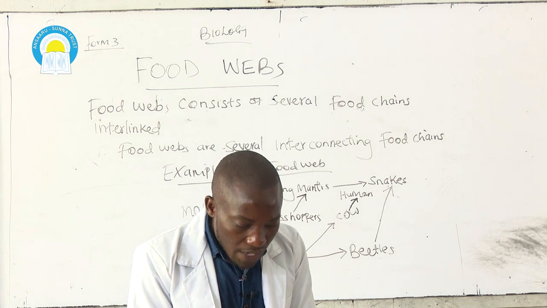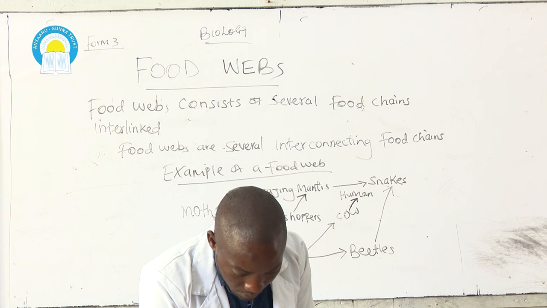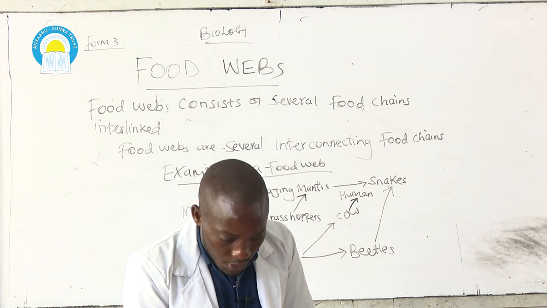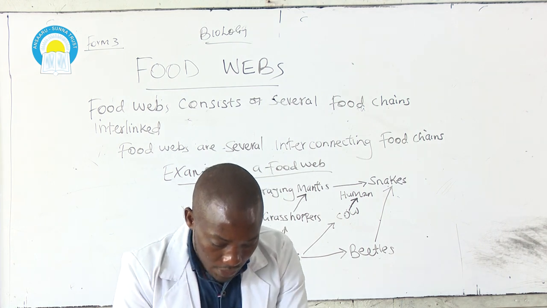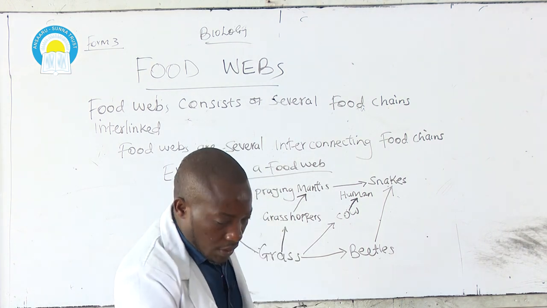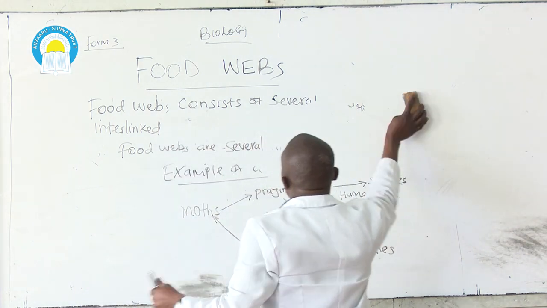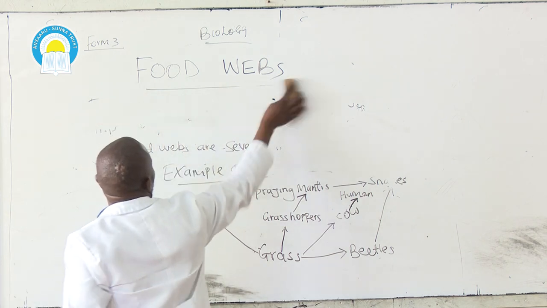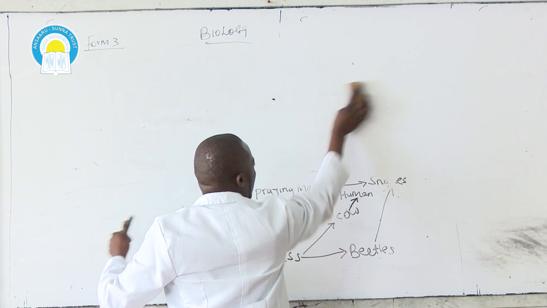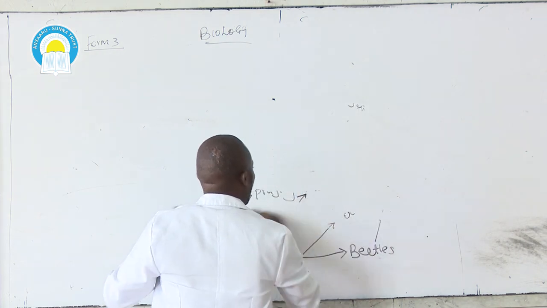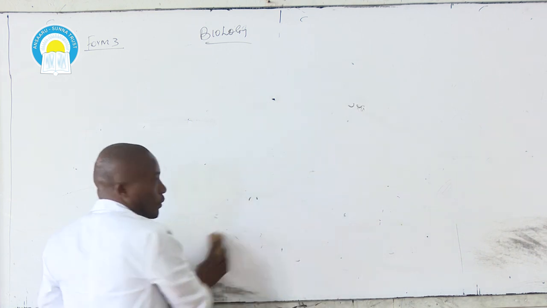Allow me to give one question. We discuss one question which you can maybe encounter in your examination. The question is reading this way. After understanding that a food web is interconnecting food chains, it stands me to ask one question.